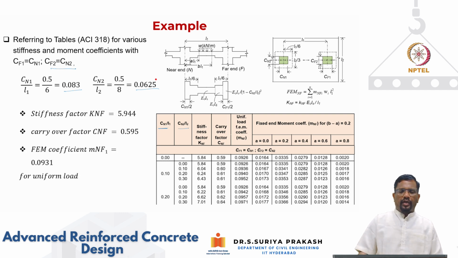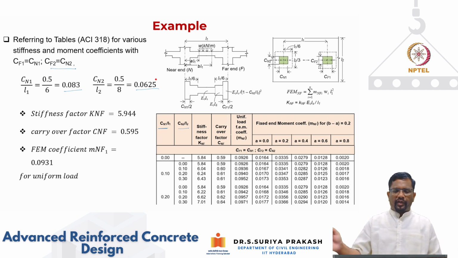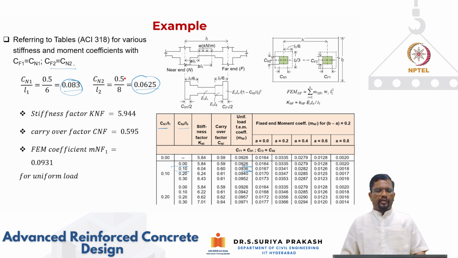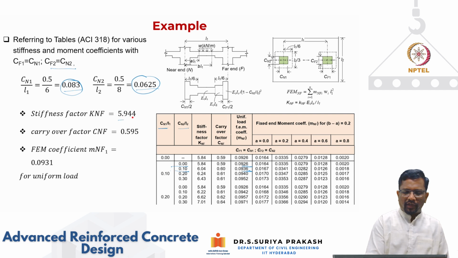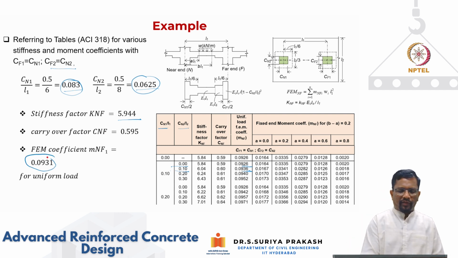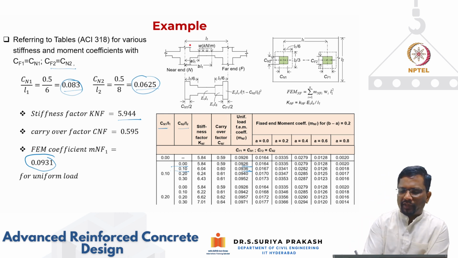So I go ahead and calculate my stiffness parameters for a flat slab system. Anyway, everywhere I'm taking that it is going to be loaded uniformly. So that is the reason I'm getting between these values. I have to do interpolation between this and this because my parameters are this, right? So I get the stiffness factor for the near end as 5.944, the carryover factor is 0.595, and the fixed end moment coefficient is a slightly higher value of 0.0931 for uniform loading, because we are saying that everywhere it is loaded.